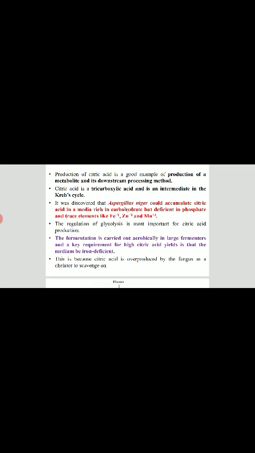The regulation of glycolysis is most important for citric acid production. The fermentation is carried out aerobically in large fermenters, and a key requirement for high citric acid yield is that the medium be iron deficient. This is because citric acid is overproduced by the fungus as a chelator to scavenge iron.